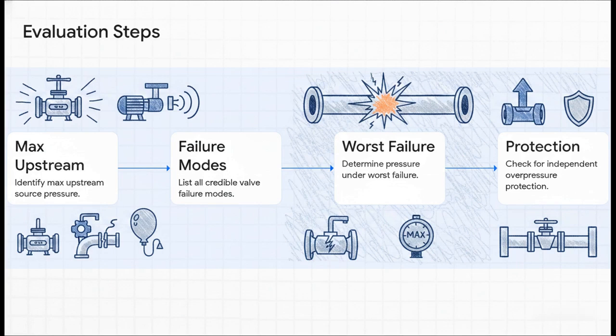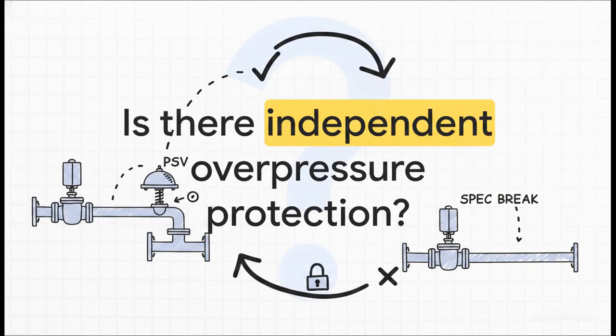Step 3. Determine downstream pressure under the worst failure. Conservatively, if flow stops or is severely restricted further downstream, this answer is almost always the full upstream design pressure, simply because there is no continuous flow to create a frictional pressure drop. And step 4. Check for independent downstream overpressure protection. That brings us perfectly to the culmination of this whole methodology, the key decision point. Is there independent overpressure protection?